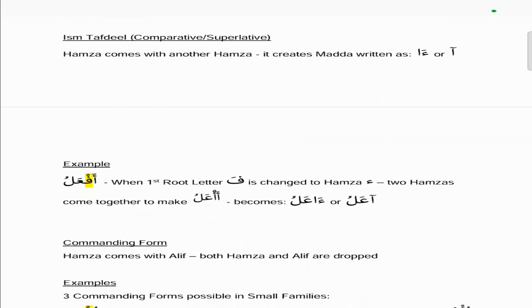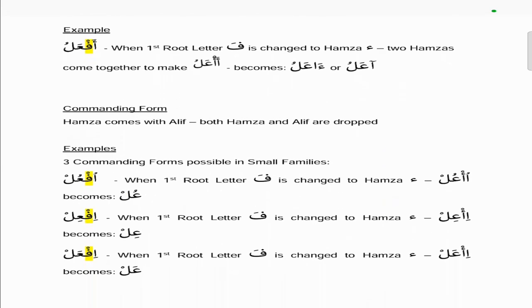And in isme tafdil, which is a comparative and is linked to the superlative, the hamza comes with another hamza, so it creates a madda. An example is, if you remember, the isme tafdil follows the pattern of af'alu. So when the first root letter fa is changed to hamza, then the two hamzas come together to make a'alu, which becomes a'alu.